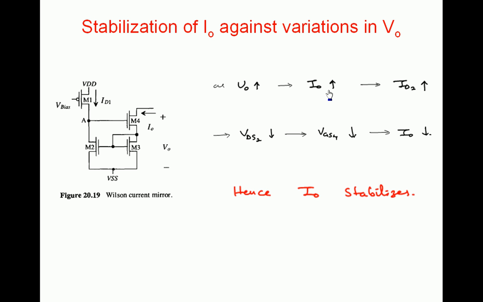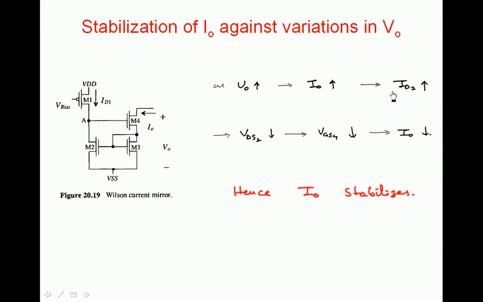So, because of channel length modulation, whenever V0 increases, I0 will increase, which makes ID2 increase. Whenever ID2 increases, VDS2 reduces. VDS2 is nothing but the voltage at point A, so the voltage at point A reduces. This voltage at point A is the gate voltage of M4, so a reduced gate voltage is applied to M4, which causes I0 to reduce. So whenever I0 increases, that will be compensated by a decrease, so that I0 is stabilized.